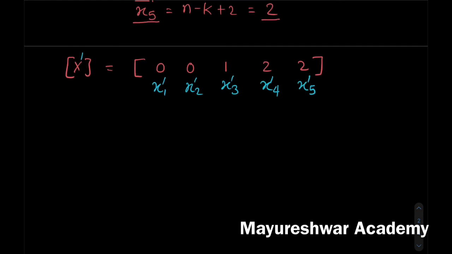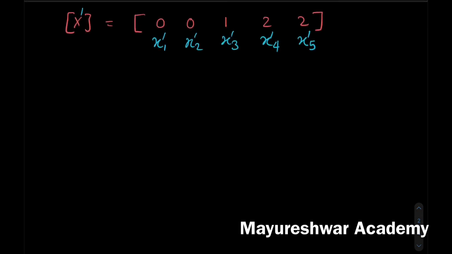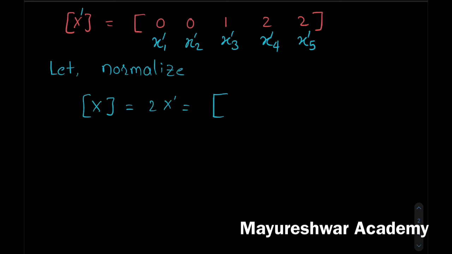So let us normalize them by multiplying, let us say, by 2. X is equal to twice this x prime. Intentionally we are doing this, because this comes out to be 0, 0, 2, 4, 4.